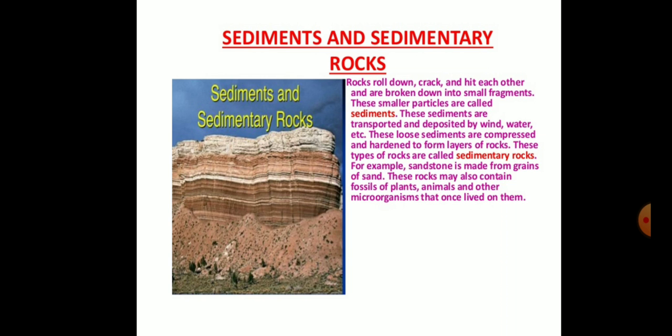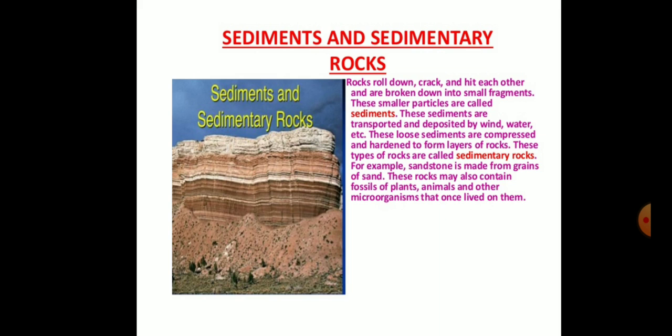And next we have the second rock, sedimentary rock. To know sedimentary rock, we have to know first what sediments are. When rocks roll down, crack, and hit each other, they are broken down into small fragments. These smaller particles of rocks are what we know as sediments. These sediments are transported and deposited by various agents: wind, water, glacier, etc. And these loose sediments are compressed and hardened to form layers of rock. This type of rock is called sedimentary rock.